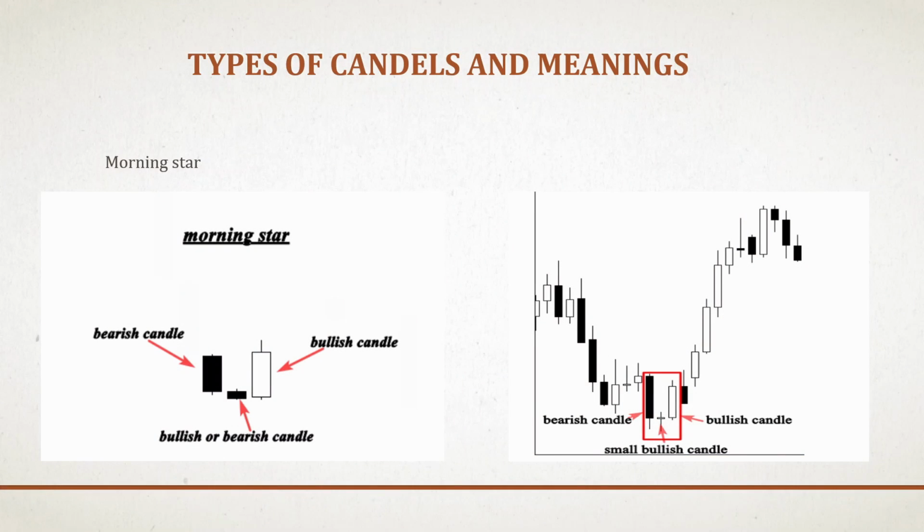Types of candles and the meanings of them. Now we're going to talk about the morning star. This is a candle pattern of 3 candles. We have a bearish candle, a bullish or bearish candle, and a bullish candle at the end that completely eats up the other parts. So what do we see? First of all, we have a bearish candle that makes a movement downwards.